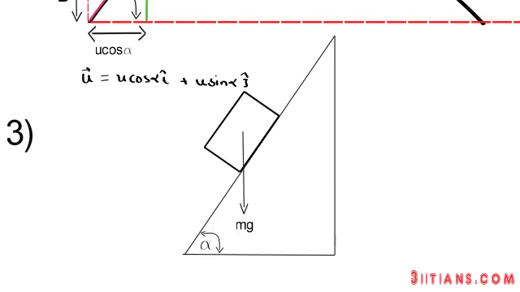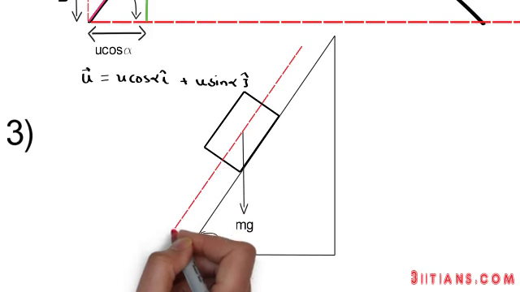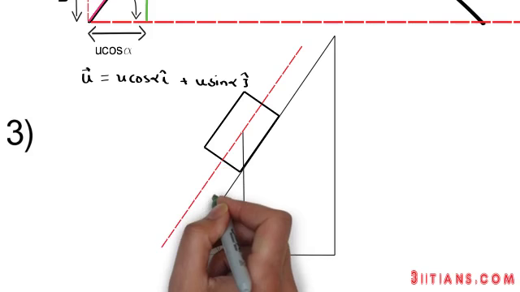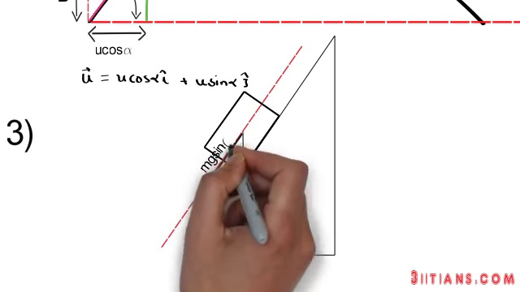To find the component of the vector mg along a direction which is parallel to the plane of the wedge, we will drop a perpendicular from the head of mg along the direction. The component of the vector will be equal to mg sin alpha.